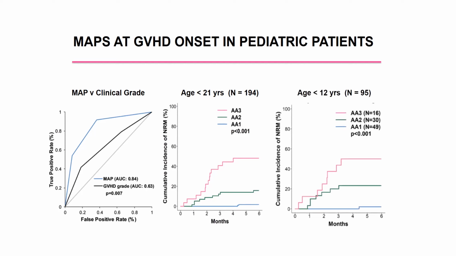That was in 194 patients. And we had almost 100 patients who were less than 12. And you can see that the cumulative incidences of NRM are also significantly different between the Ann Arbor 1, 2, and 3 groups.